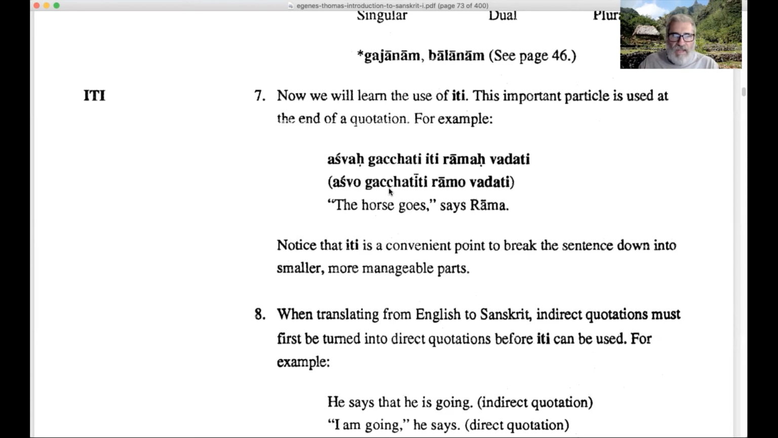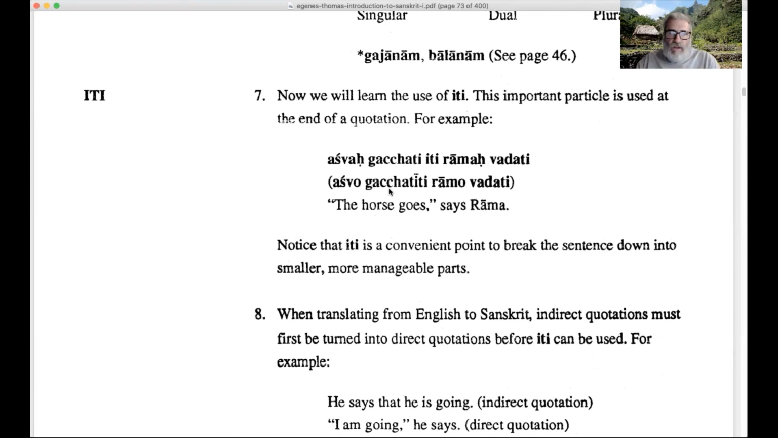So notice that iti is a convenient place to break the sentence down into smaller and more manageable parts. We shouldn't get mixed up. In Sanskrit there are a few rules of word order that we've understood, but in general, there's no real strict word order like there is in English. So we shouldn't get confused and think in this sentence we can use the word Rama with gachati or the word Ashvaha with vadati. We can't do that, because this word iti shows us that these are separate sentences. One is the utterance, the direct speech, and one is the person who speaks the direct speech.